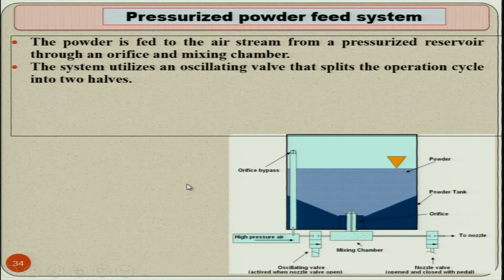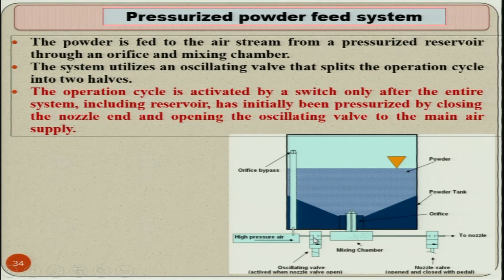Now, the powder is fed to the air stream from a pressurized reservoir through an orifice and mixing chamber. This is the pressurized reservoir, this is the powder level shown over here, and it is fed through the orifice. The system utilizes an oscillating valve that splits the operation cycle into two halves. This is the oscillating valve. Whenever it is open, the air can go in, and if it is closed, air does not pass through.